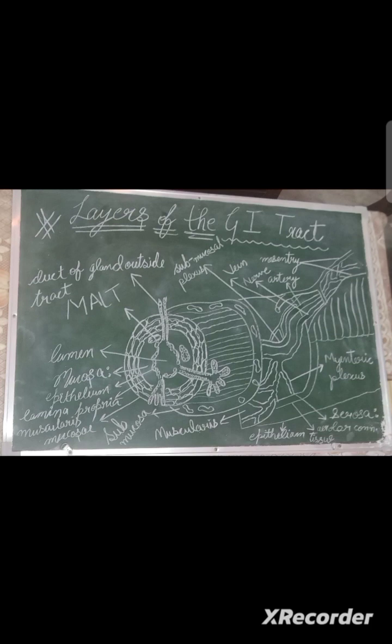सबसे पहले हम बात करेंगे म्यूकोसा की. The mucosa, the inner lining of the GI tract, is a mucous membrane. It is composed of first, a layer of epithelium in direct contact with the contents of the GI tract. Second is a layer of connective tissue called the lamina propria, and third is a thin layer of smooth muscle.